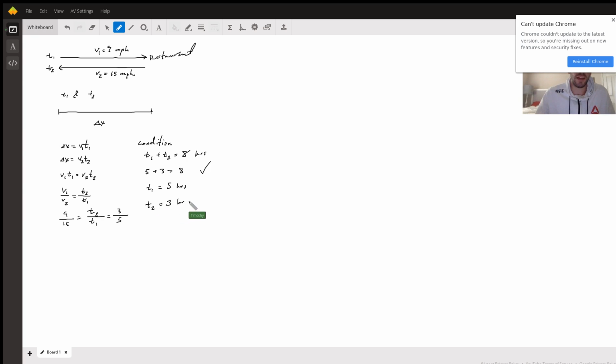And does that make sense? Yes, she's going at a faster speed on the second path, so it's going to take a shorter amount of time than the first path.